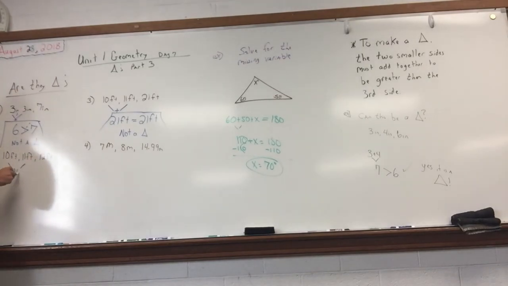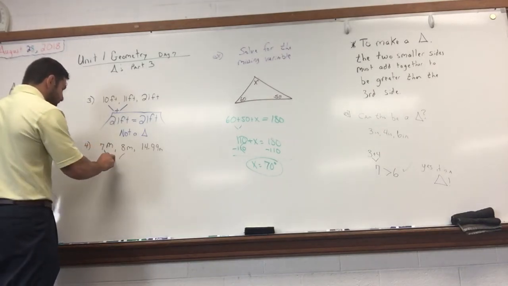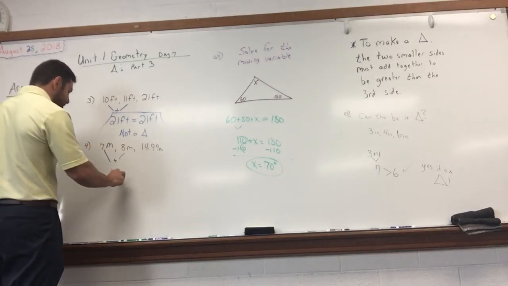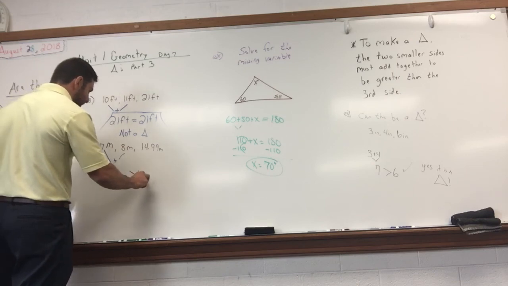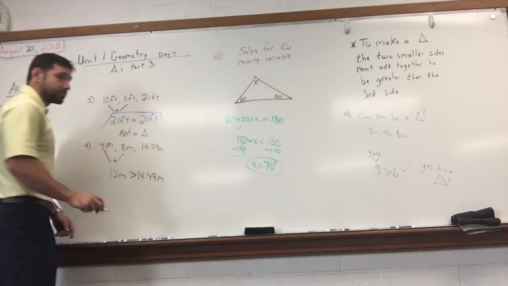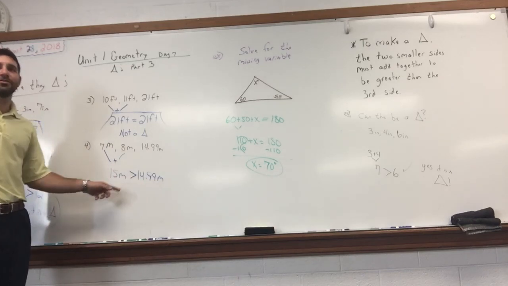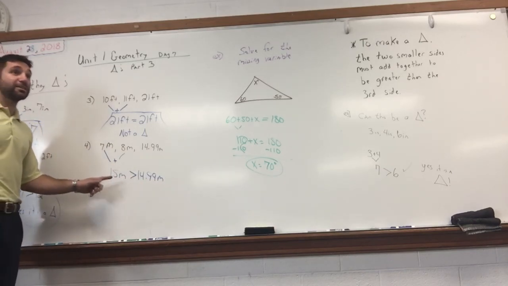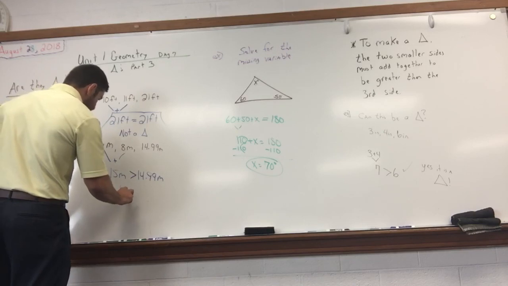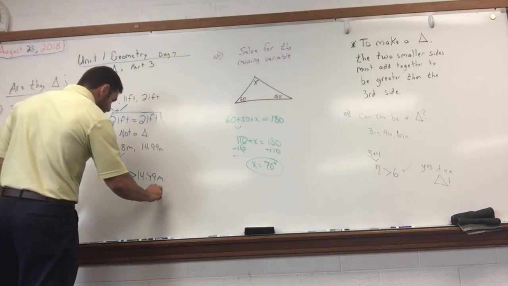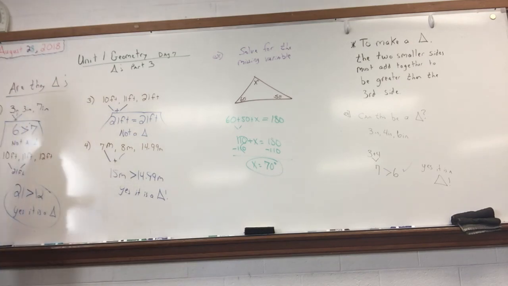10 plus 11 is 21 feet. 21 is greater than 12. Yes, it is a triangle. Last but not least, 7 plus 8 is 15 meters. Is that greater than 14 and 99 hundredths? Would you rather have $14.99 or $15? 15's bigger. So, yes, it is a triangle. Questions?